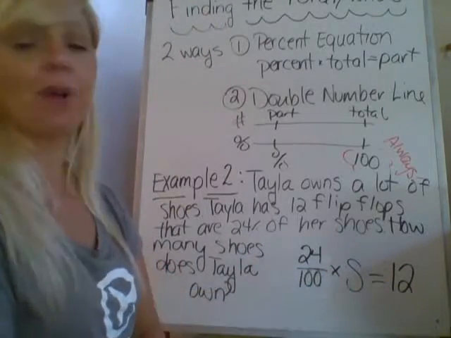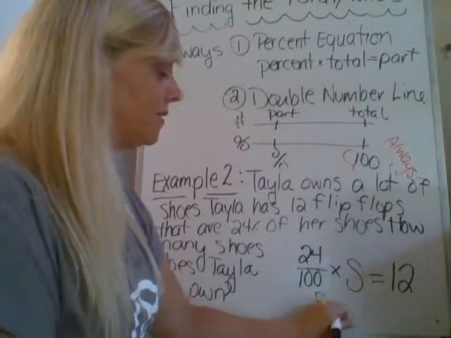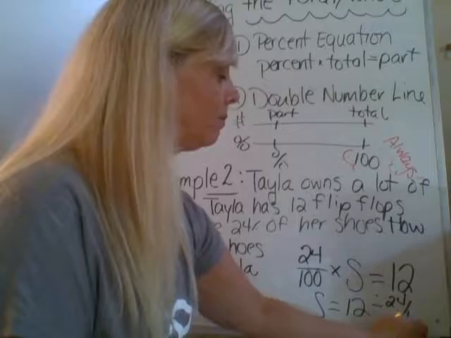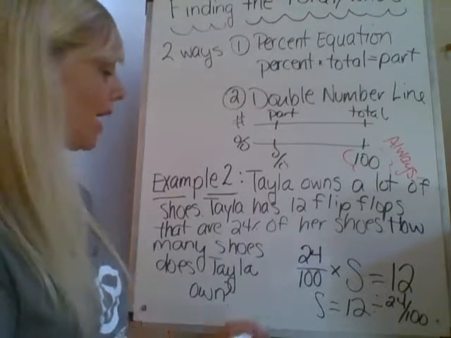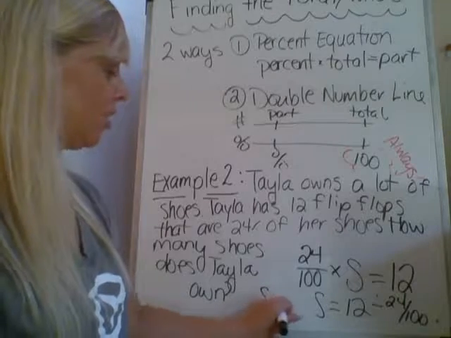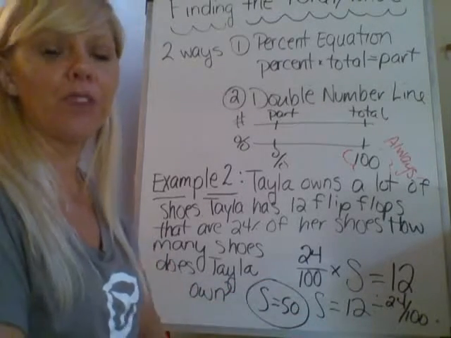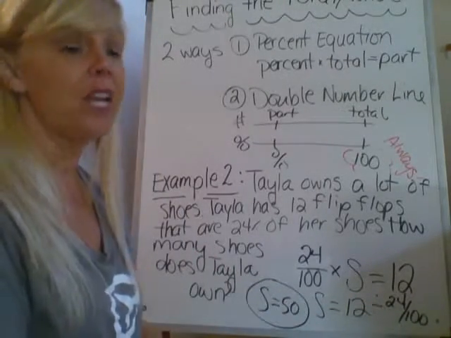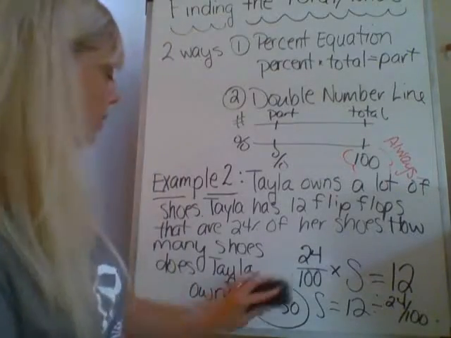Okay, so again, how do I solve a multiplication equation? I do use division. So S is 12 divided by 24 out of 100. And when I solve that problem, I end up getting 50. So Taylor owns 50 shoes. Okay, and again, you're welcome to put this in your calculator or practice your division of fraction skills. So Taylor owns 50 shoes. Let's see how it works on a double number line.